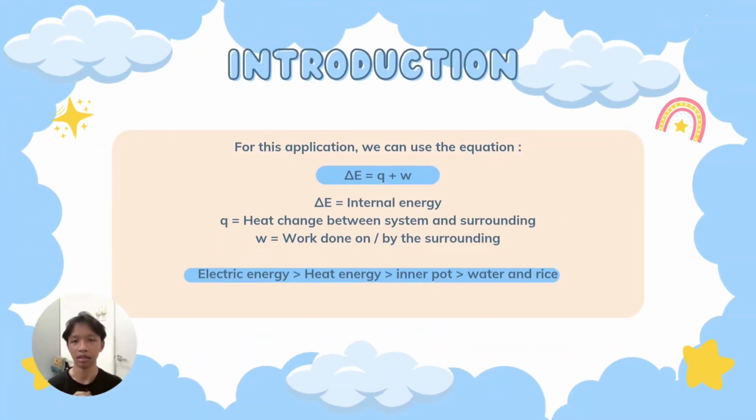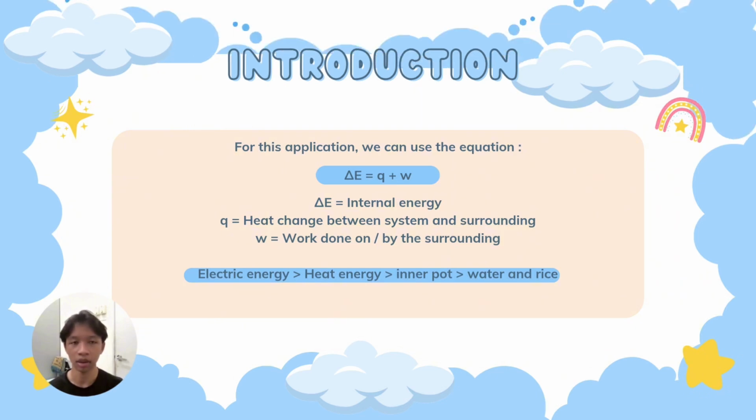For this application, we can use the equation delta E equals Q plus W. Delta E is internal energy, Q is heat exchange between system and surrounding, and W is work done on or by the surrounding. We can use this to relate the first law of thermodynamics, which is the electric energy to heat energy, to inner pot and to rice and water. It shows that electric energy can be transferred from the rice cooker to the rice and be transformed into heat energy.